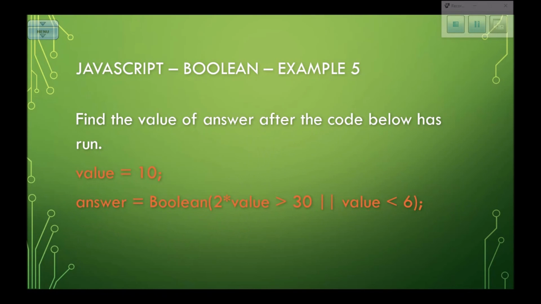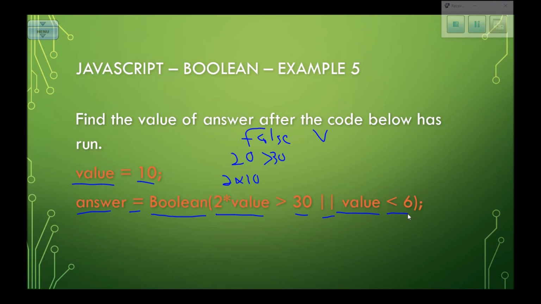Okay, what if value is 10? Let's run that same Boolean check. So answer is going to be the answer of true or false. 2 times value. 2 times 10 is 20. Is greater than 30. 20 is greater than 30 is false. 2 pipes. Or value is less than 6. 10 is less than 6. That's false. False or false is false. So answer is going to have false stored in it.